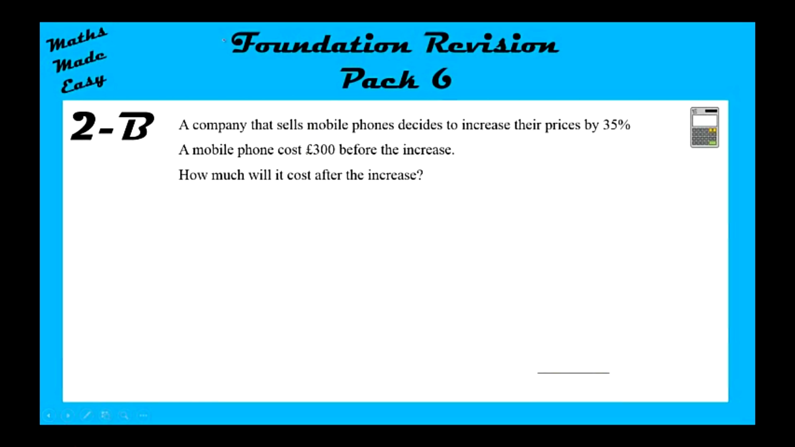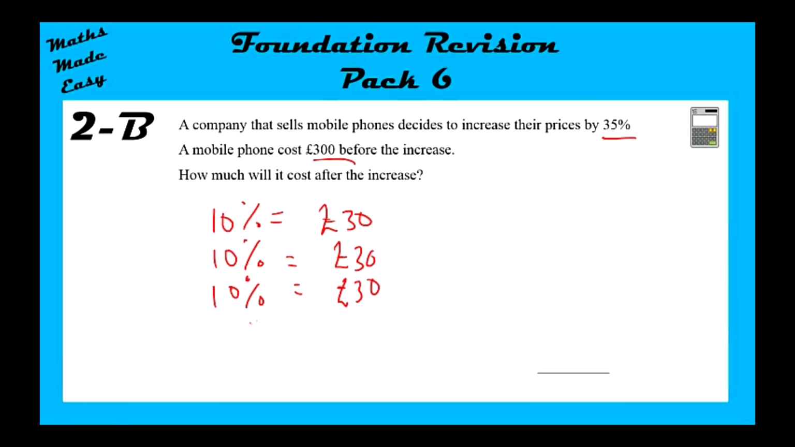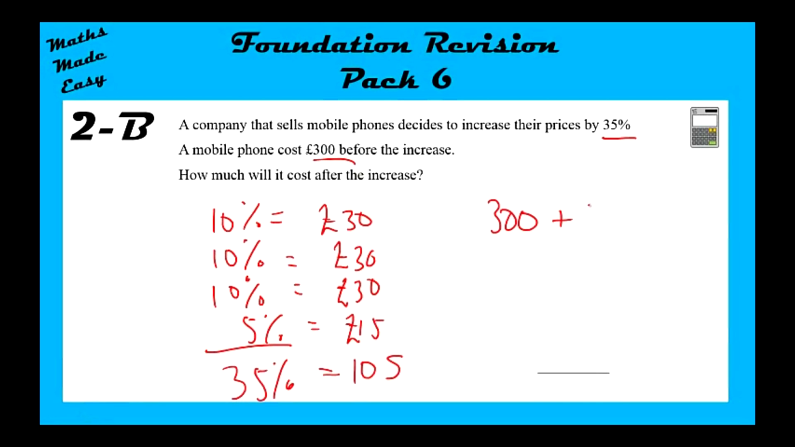So 2B, we've got a phone that costs £300 and we've got a 35% increase in price this time. So we do 10% of £300 is £30, another 10% and another 10%. That'll be another £30 and another £30. And then 5%, that is half of that, £15. So if we add up all of these, there's our 35%. Add up all of these, you get 105. If you do the £300 phone plus the 35% increase, which is 105, you get a total cost of the phone £405.